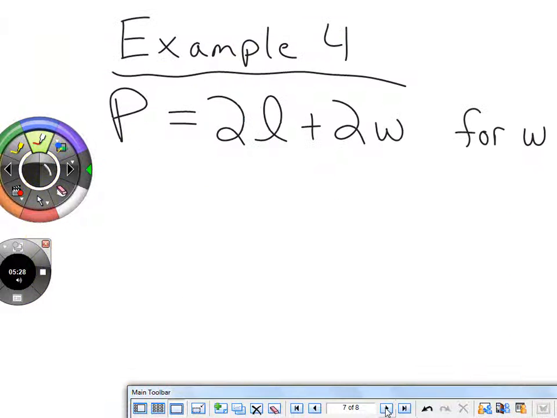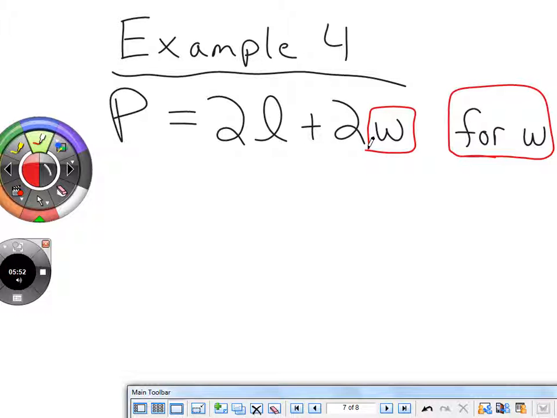Okay, all right, let's try this guy. This is the perimeter of a rectangle. Its perimeter equals 2 times the length plus 2 times the width, and we're trying to solve it for w. So we're going to do whatever it takes to get the w by itself. So zero in on the w here, and we need to get rid of all this junk. We need to get rid of the 2l, we need to get rid of the 2.